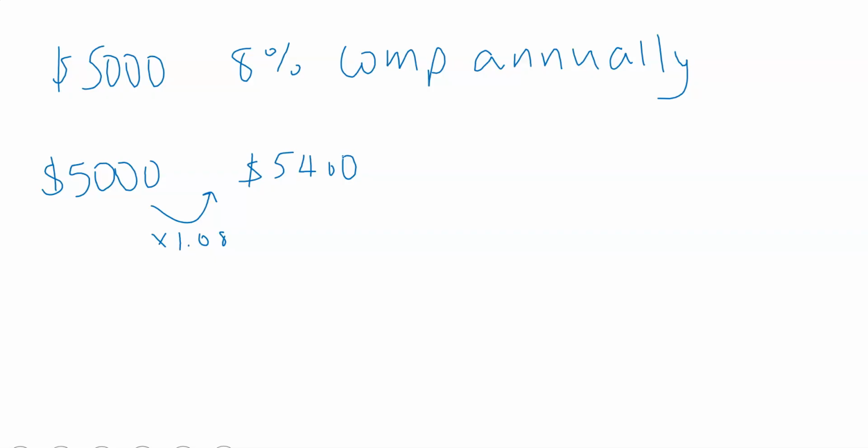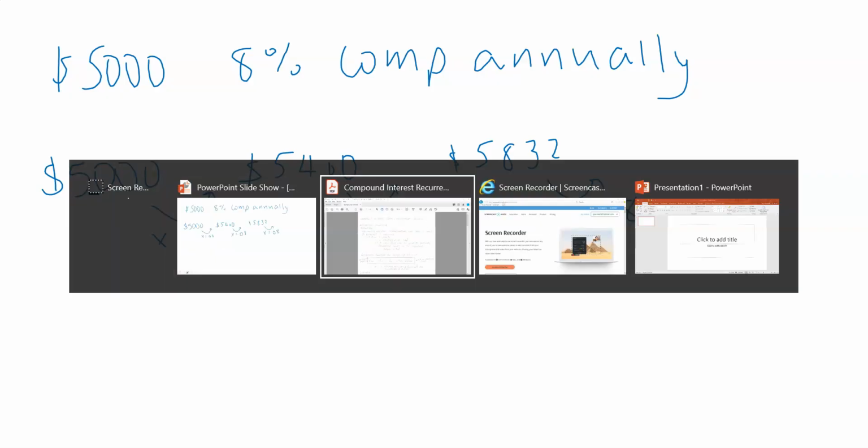If we then wanted to work out the value of the investment after 2 years, once again we would need to increase this amount here by 8%. In order to do that, we would need to multiply it by 1.08, giving us an answer of $5,832. That would be the balance of the investment after 2 years. If we wanted to figure out the balance of the investment after 3 years, once again, we would need to increase it by 8% by multiplying by 1.08. Let's have a look now at how that translates to the recurrence relation for compound interest.